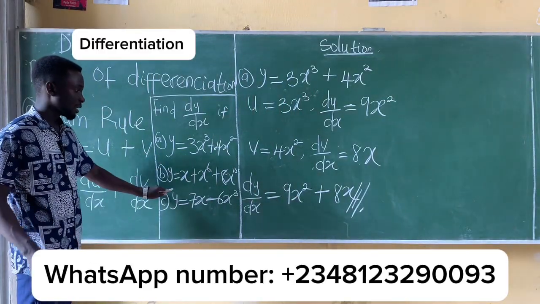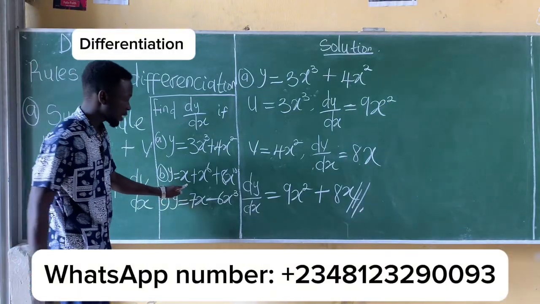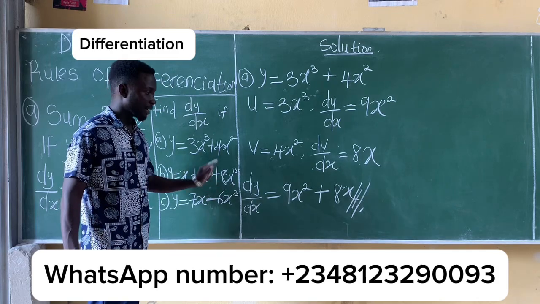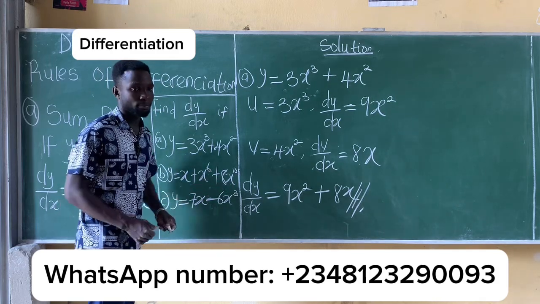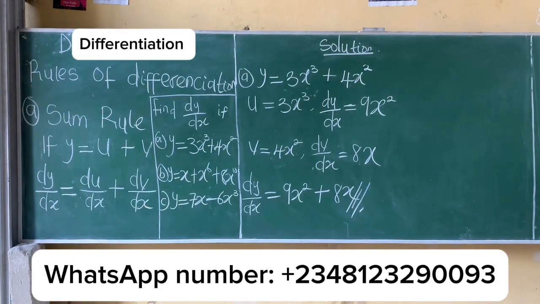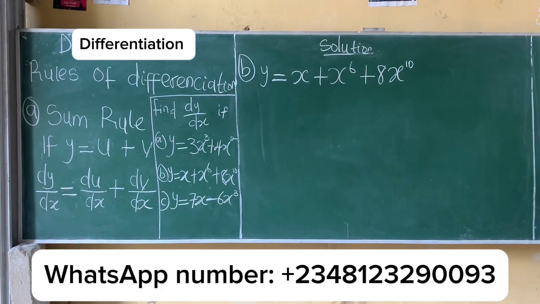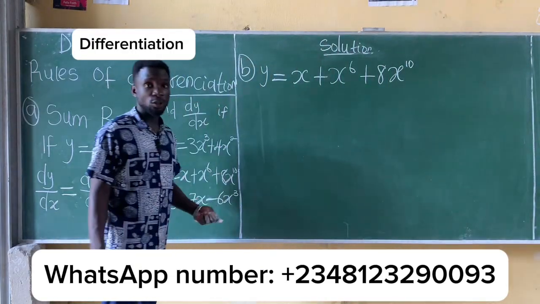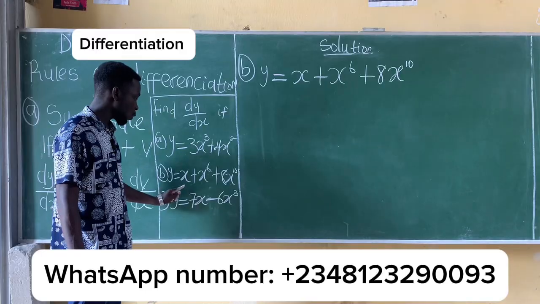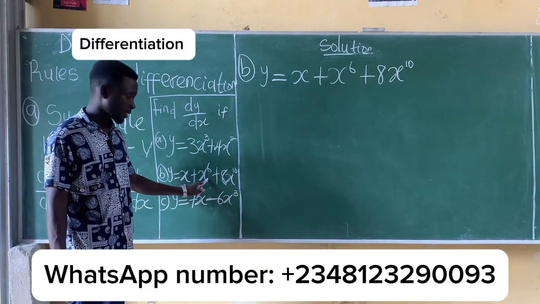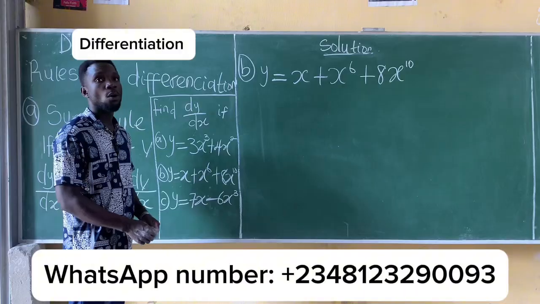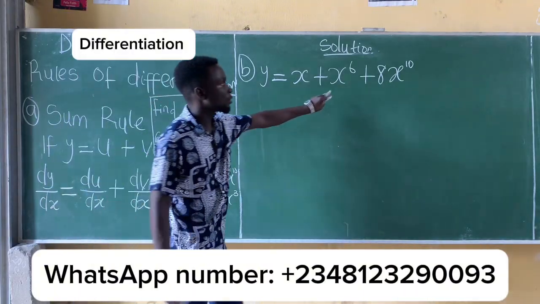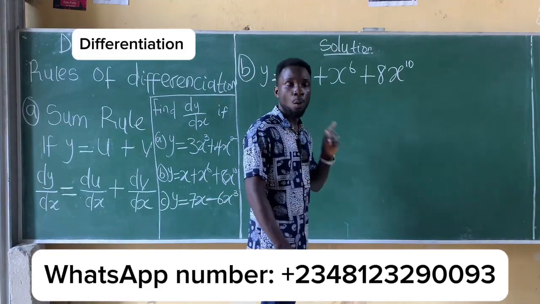The next step is the B. If y is equal to x plus x raised to the power of 6 plus 8x raised to the power of 10, what is dy/dx? So the second question says, if y is equal to x plus x raised to the power of 6 plus 8x raised to the power of 10, what is dy/dx?